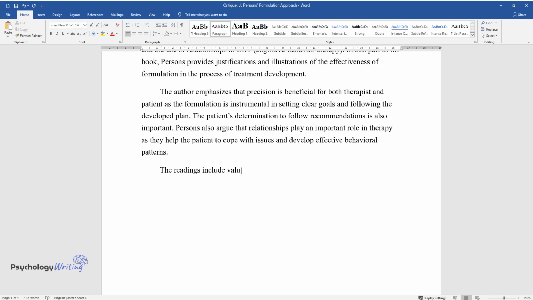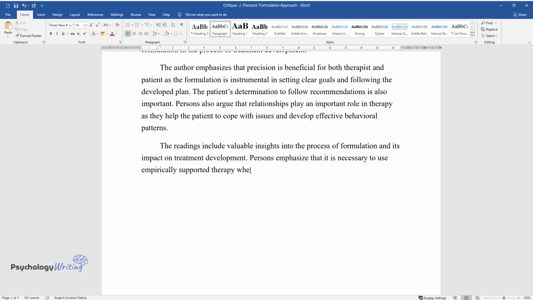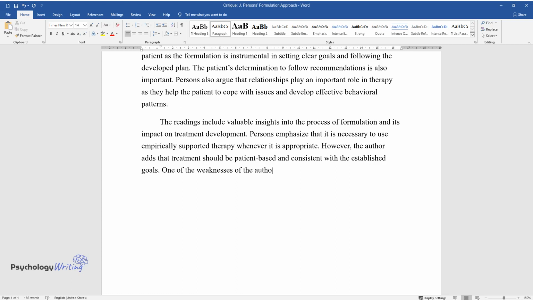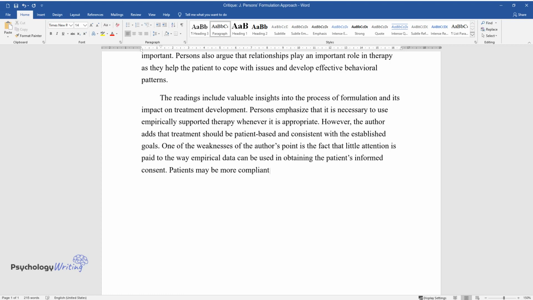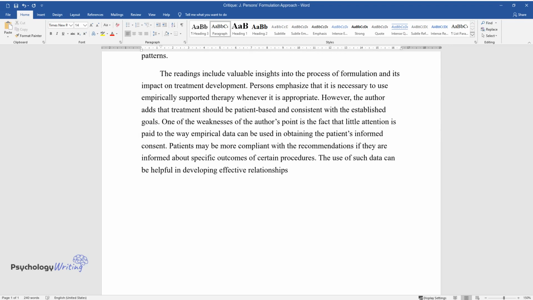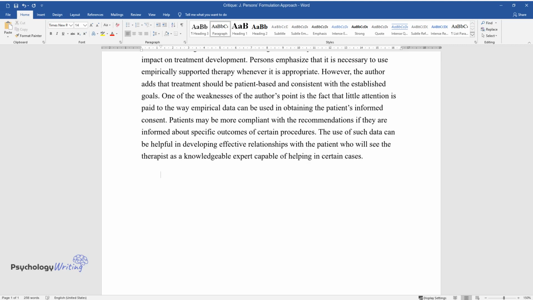The readings include valuable insights into the process of formulation and its impact on treatment development. Persons emphasize that it is necessary to use empirically supported therapy whenever it is appropriate. However, the author adds that treatment should be patient-based and consistent with the established goals. One of the weaknesses of the author's point is the fact that little attention is paid to the way empirical data can be used in obtaining the patient's informed consent. Patients may be more compliant with the recommendations if they are informed about specific outcomes of certain procedures. The use of such data can be helpful in developing effective relationships with the patient who will see the therapist as a knowledgeable expert capable of helping in certain cases.